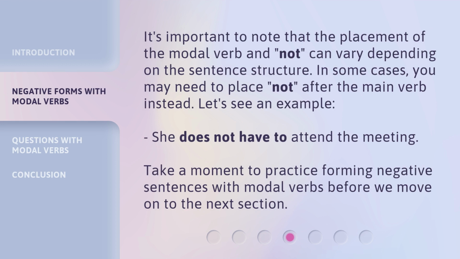It's important to note that the placement of the modal verb and not can vary depending on the sentence structure. In some cases, you may need to place not after the main verb instead. Let's see an example. She does not have to attend the meeting. Take a moment to practice forming negative sentences with modal verbs before we move on to the next section.